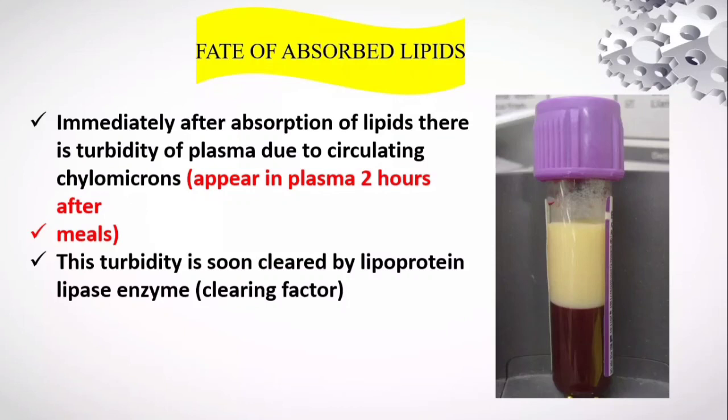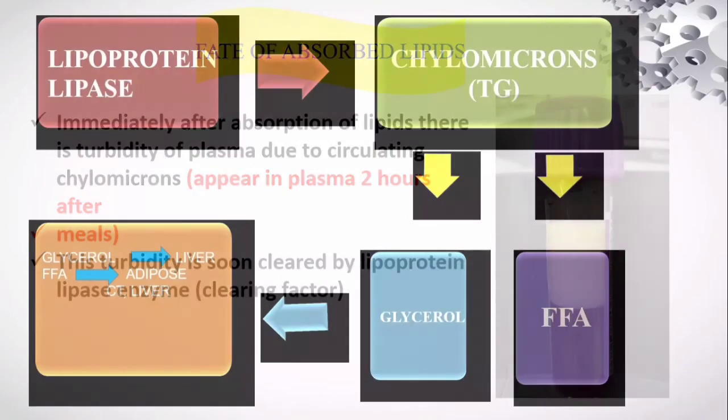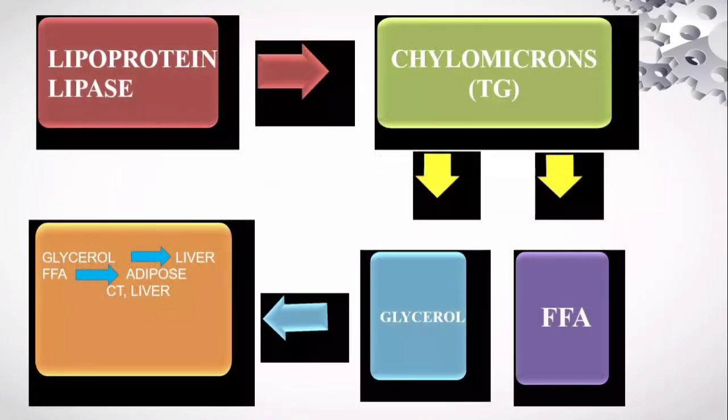So this turbidity is cleared by lipoprotein lipase enzyme, which is known as our clearing factor. Then after that, lipoprotein lipase acts on chylomicrons, producing glycerol and FFA, which means free fatty acids, and lastly, glycerol goes to the liver, and free fatty acids go to adipose tissue and liver.